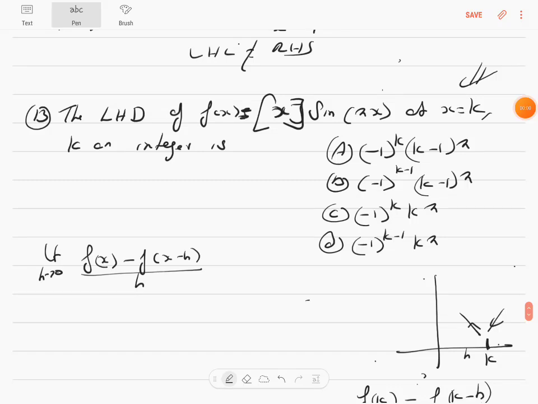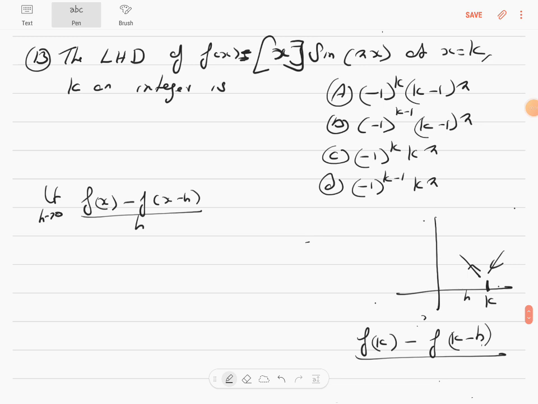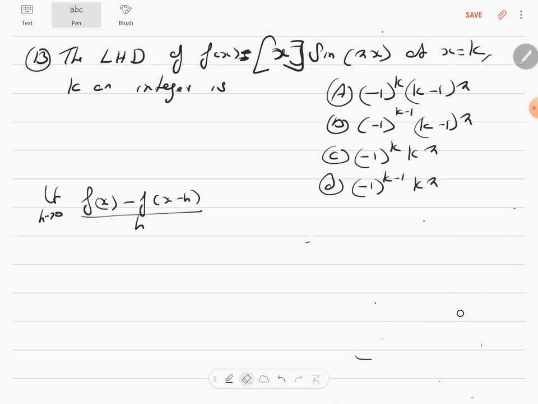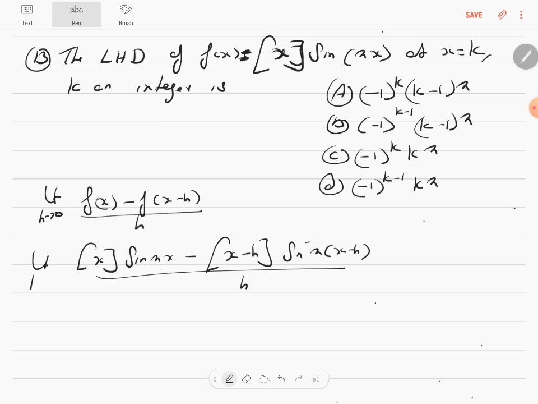The derivative of f of x, which is the greatest integer function of x times sine pi x, at x equal to k. You know the formula is f of x minus f of x minus h, divided by h, for finding the left hand derivative. So here it is the greatest integer function of x into sine pi x minus the greatest integer function of x minus h into sine pi into x minus h, by h, limit h tends to 0.